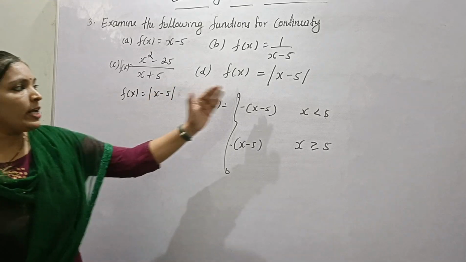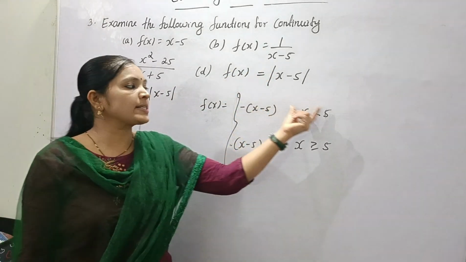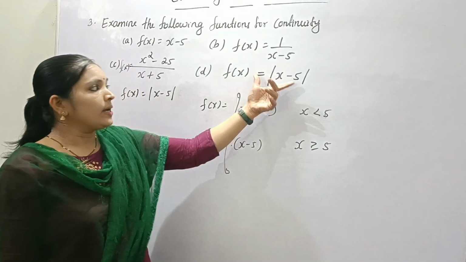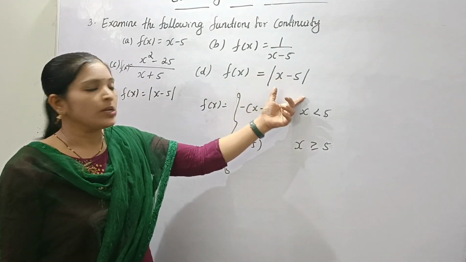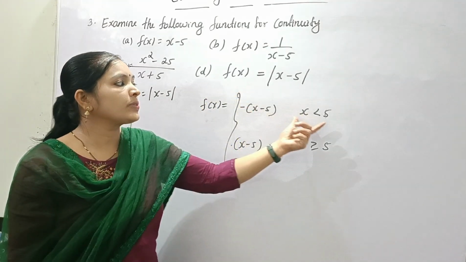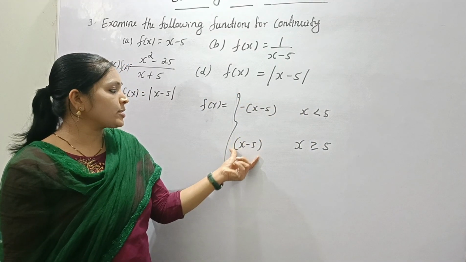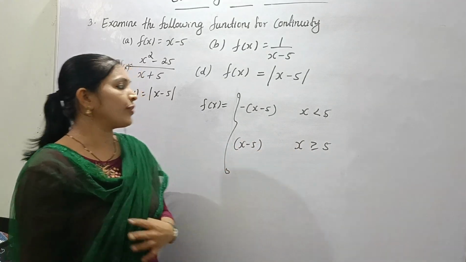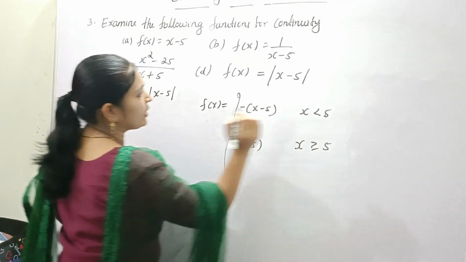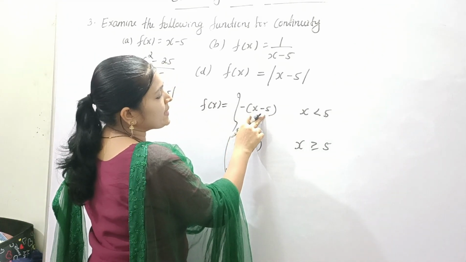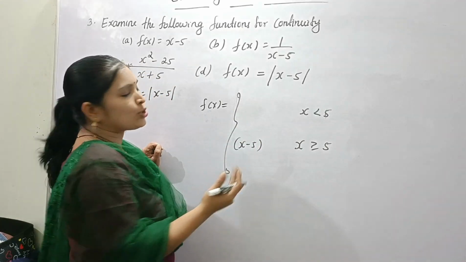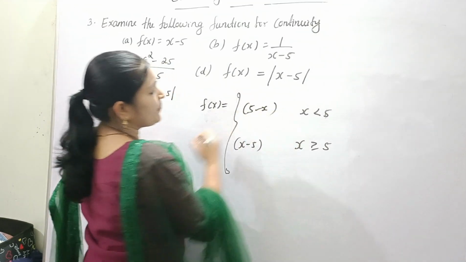So modulus x means it is minus x when x is less than 0, and plus x when x is greater than or equal to 0. Here our modulus function is of x minus 5. So it can be defined as minus of x minus 5 when x is less than 5, and x minus 5 when x is greater than or equal to 5. Minus of x minus 5 is nothing but 5 minus x, after multiplying the minus into each term.